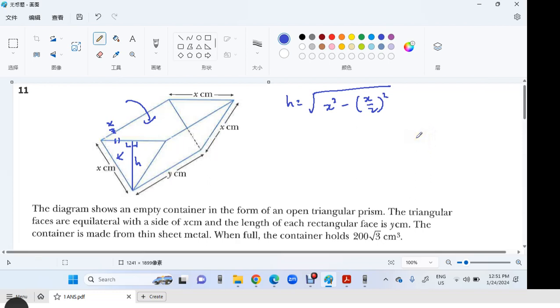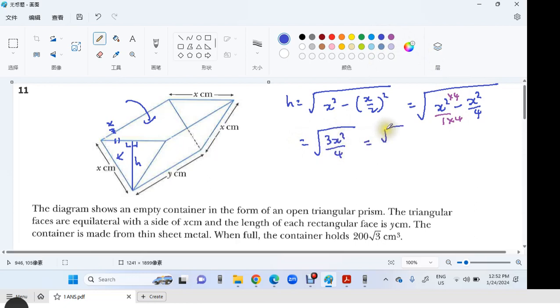But it will be a little bit difficult. Never mind. So we have the square root of x squared minus x squared over 4. Divide by 1, multiply by 4. So it will become the square root of 3x squared over 4. It will be square root 3 x over 2, because the square root of 4 is 2.